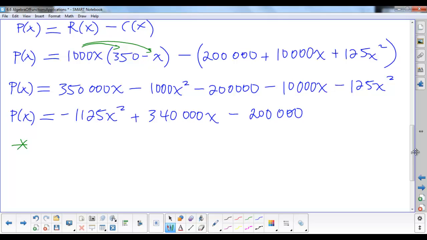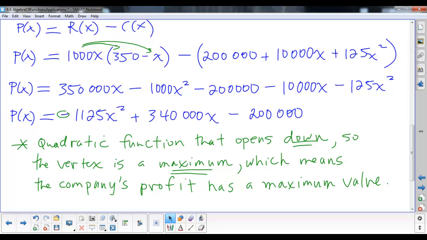This is actually a quadratic function, and it's one that opens downwards because of the negative lead coefficient here. Since it's a quadratic function that opens down, we know that the vertex has to be the maximum point for the function. This means the company's profit does have a maximum attainable value, which makes sense because there has to be a cap at some point on profit.